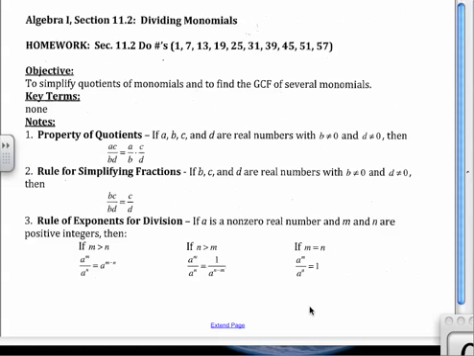You know that if it's a times c over b times d, I can separate that out into a over b times c over d. You guys have been doing that since you were little babies. Okay? So that's nice, easy stuff.